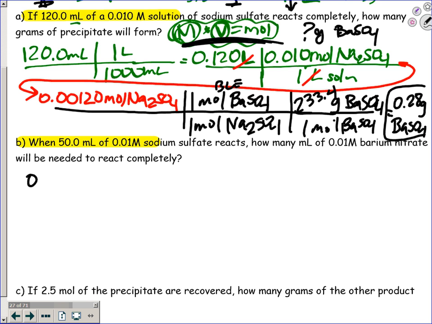So 50 milliliters is how many liters? Loud and proud. 0.05. I'm going to keep my sig figs, I'm going to keep my remaining zeros there. 0.05 liters. Thanks, Emma. We're going to multiply that by what?